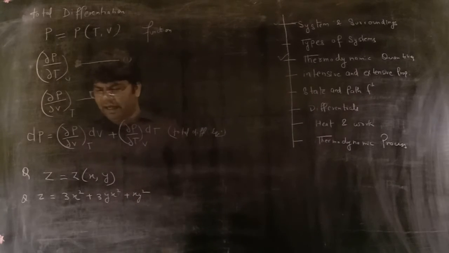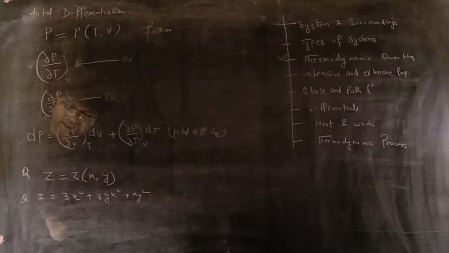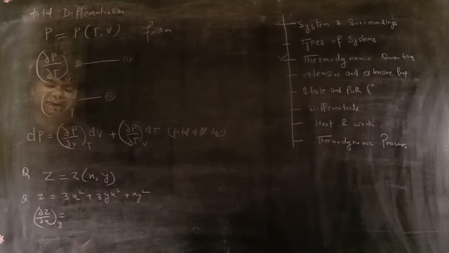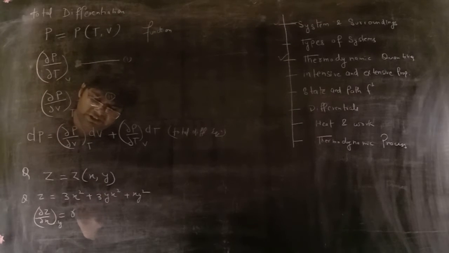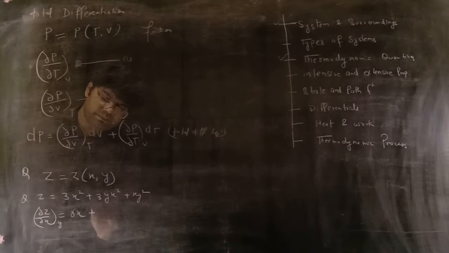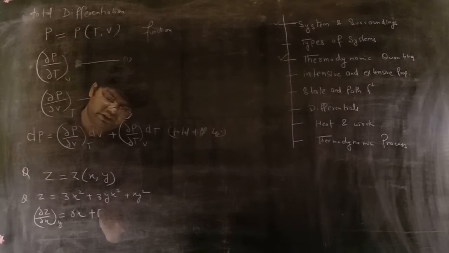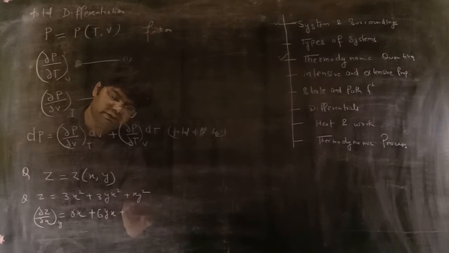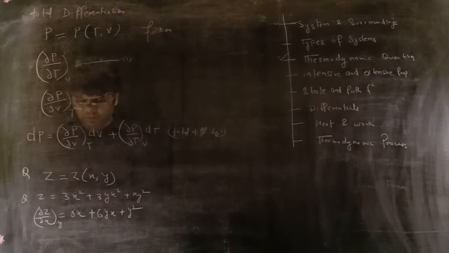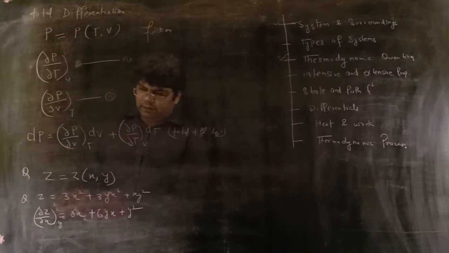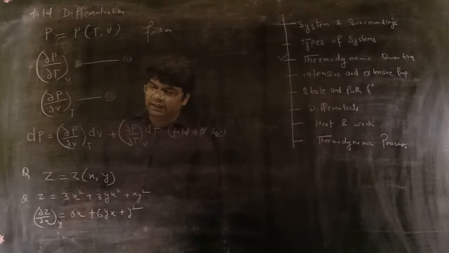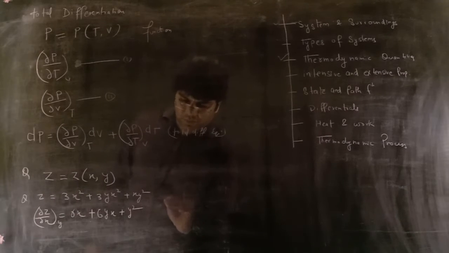So first of all, I will differentiate it with respect to x, keeping y as constant. What will be the value of this? 6x plus 6y, x plus y square. And again, differentiate it partially with respect to y.